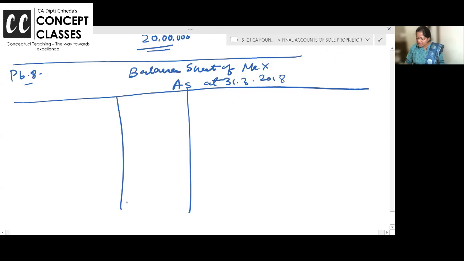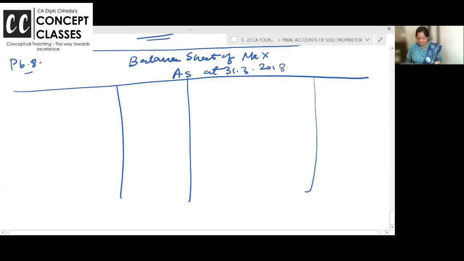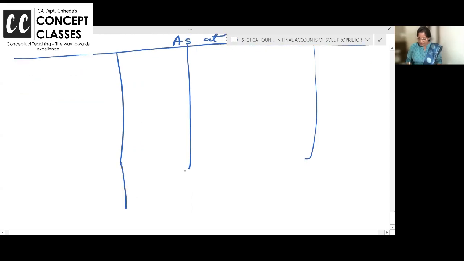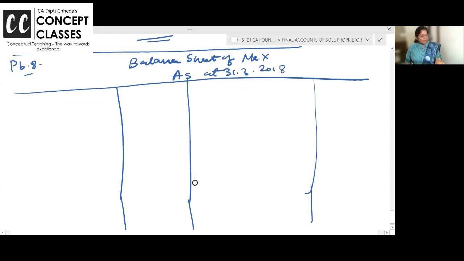Ma'am, so many items will come. No, this is for practice. So here extra items are there. We will post everything in the balance sheet. Problem 8. Right. First, we will start with the left hand side. Plant and machinery is given. So we will write the heading here. Fixed assets.